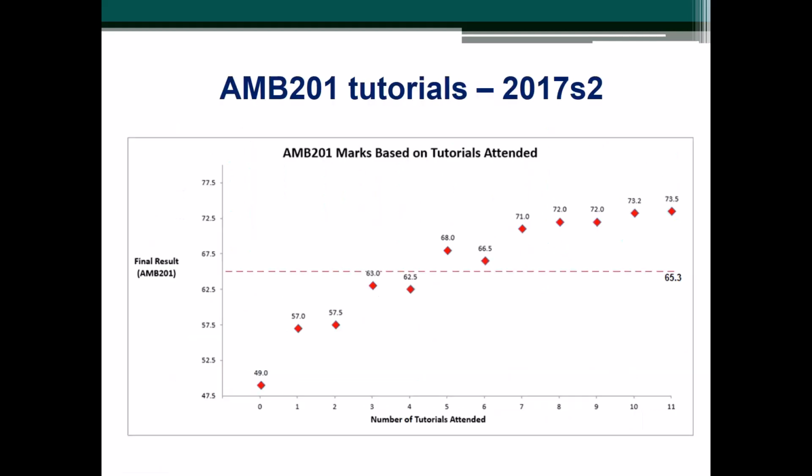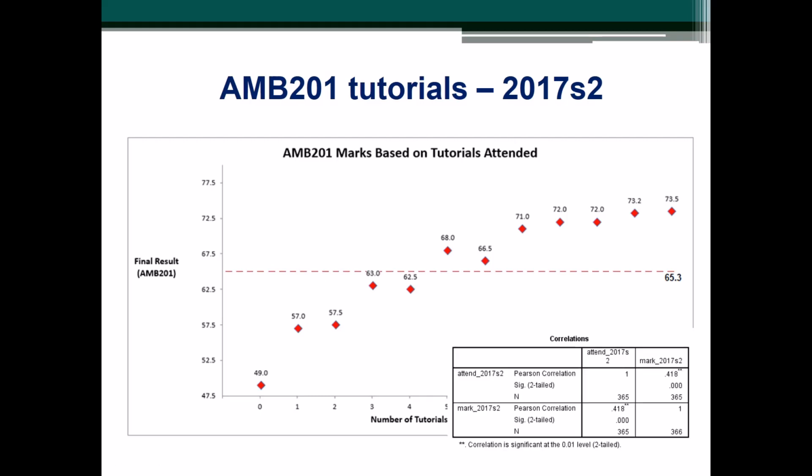All right, so then going back to that data, what we can say is that there does appear to be a positive correlation or a relationship between attendance and overall performance in AMB 201, and that's moderately strong. What we can do, though, is start to question, well, is that truly attendance that's leading to overall performance? So we could certainly say that there are alternative explanations.